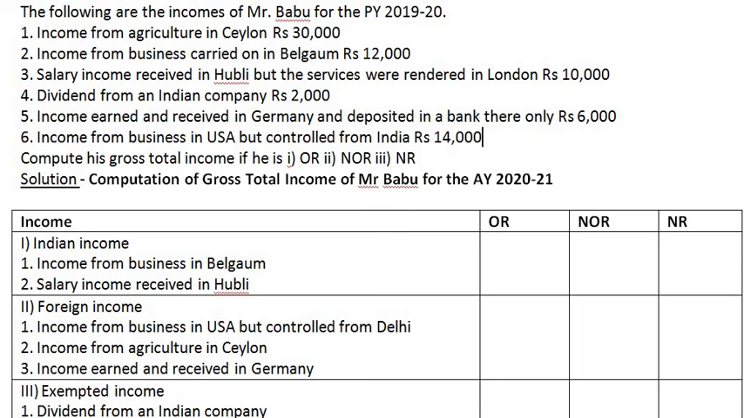Now let us find out the gross total income of Mr. Babu for the assessment year 2021. As you all know, we are making 4 columns. First column is income of Mr. Babu. Second column, what will be his gross total income if he is ordinary resident. Third, what will be his gross total income if he is not ordinary resident, and what if he is non-resident.